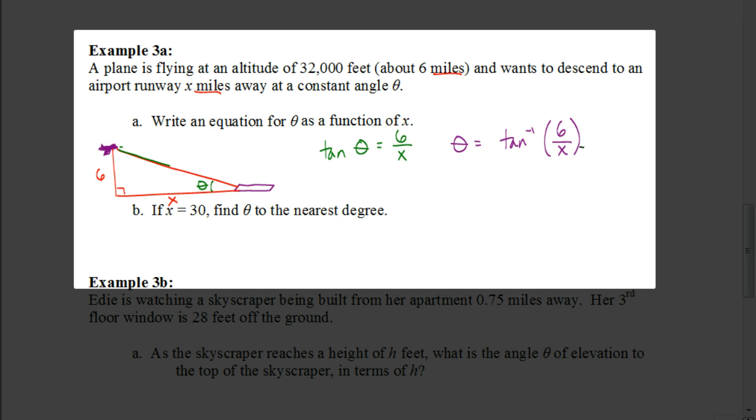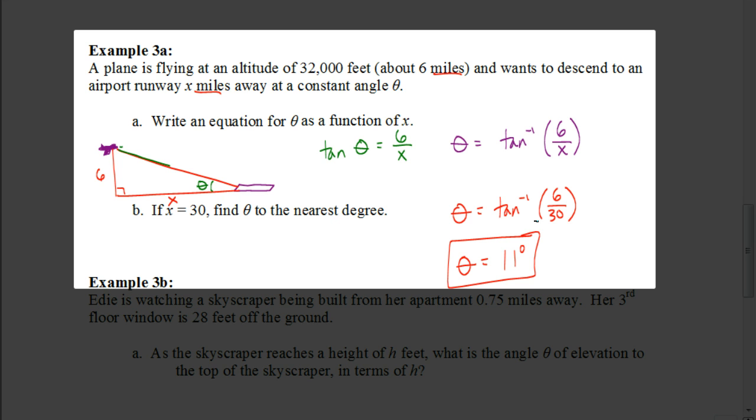Now to find theta to the nearest degree when X equals 30, we're just going to put 30 in for X. So theta equals the inverse tangent of 6 divided by 30. When you do that on your calculator, I'm just going to give you the answer. Rounding to the nearest degree, we get 11 degrees.